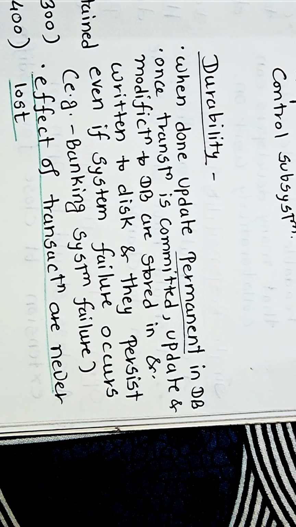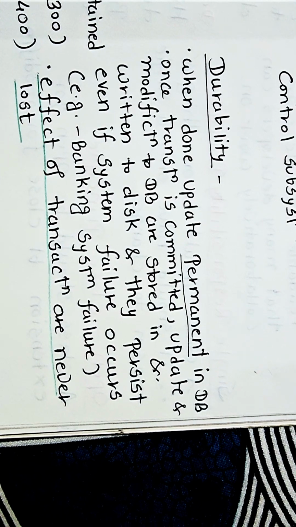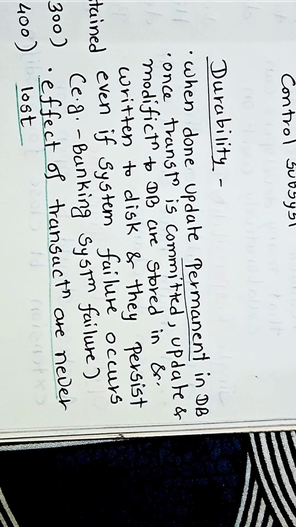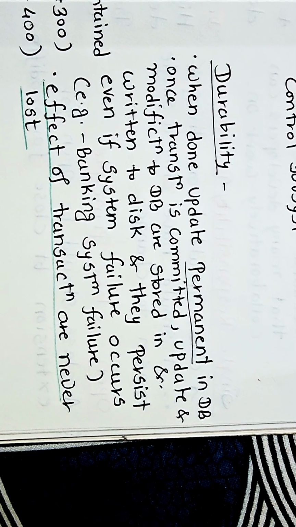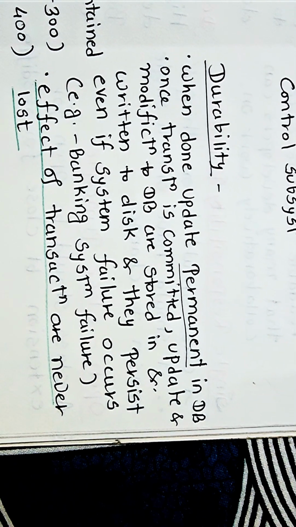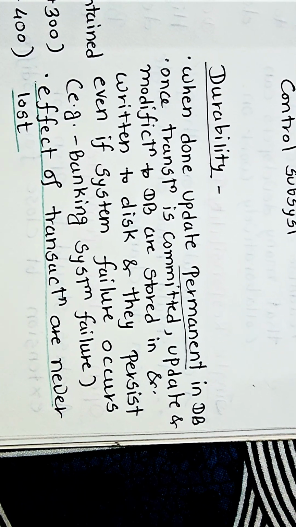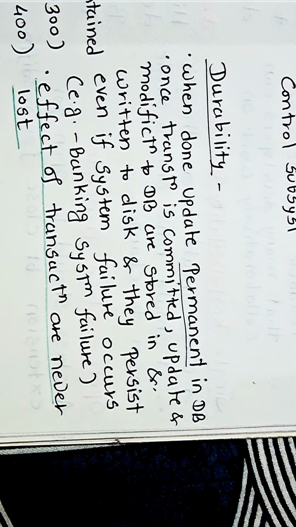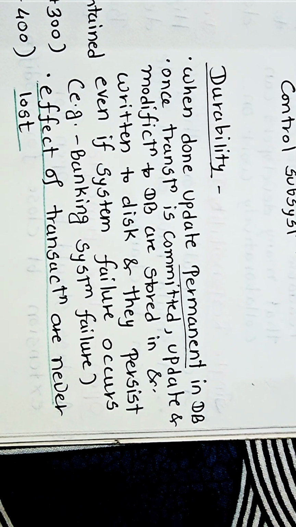Example, banking system failure. It's like when we make a payment through UPI, sometimes we get a message that the transaction is done, and then we finally get confirmation after 2 or 3 hours that the transaction is done from that account to that account. So that's the example of durability.